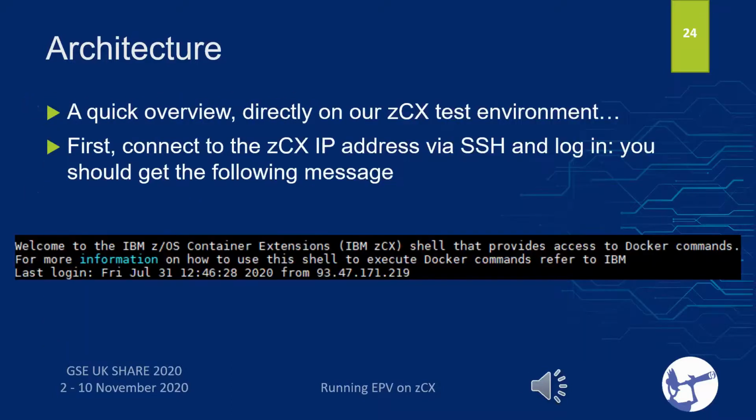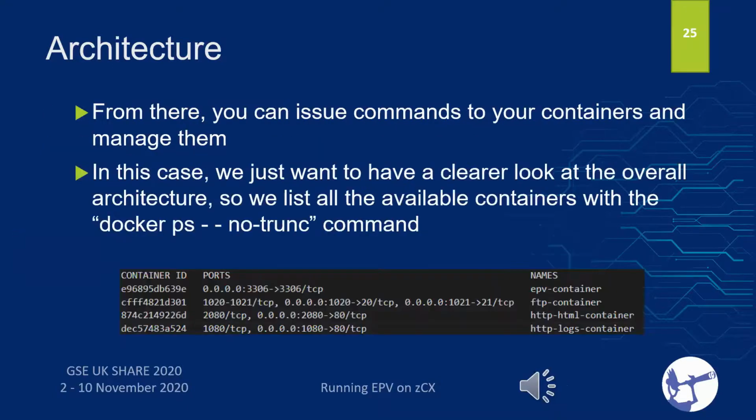To better understand the architecture, let's have a look at our zCX test environment. So first of all, we connect to the zCX IP address we set up during the configuration of zCX, and then with an SSH connection, we log in. After the login, you should see the following message. And here it is, as simple as that.